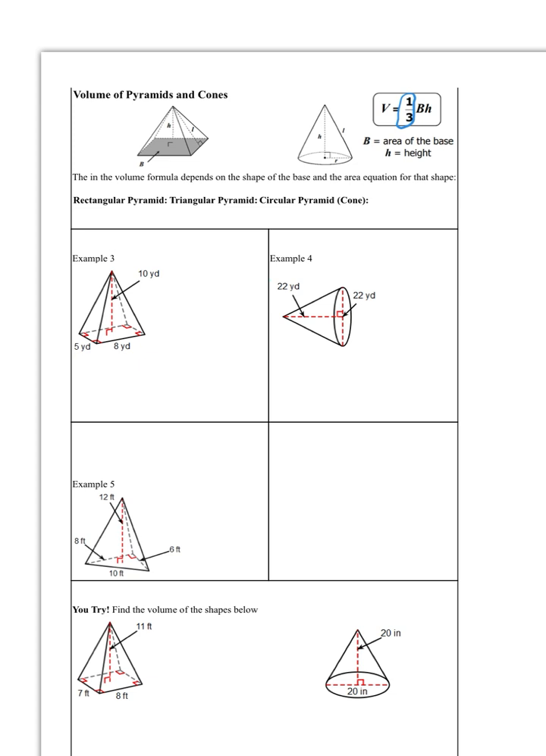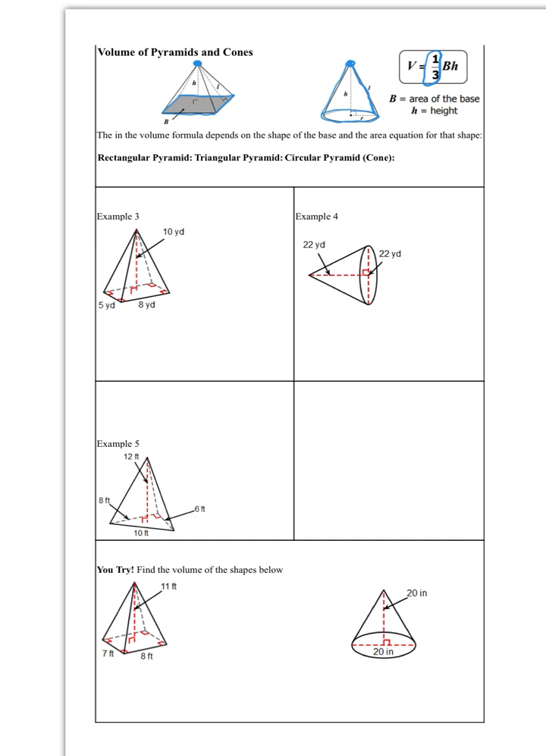So if I were to fill this up 3 times and pour it into a cylinder with the same base and the same height, it would take me 3 times to fill up the cylinder. Okay, same thing is true for the pyramid. Okay, so it comes to a point at the top. That's how you know it's a pyramid or a cone.